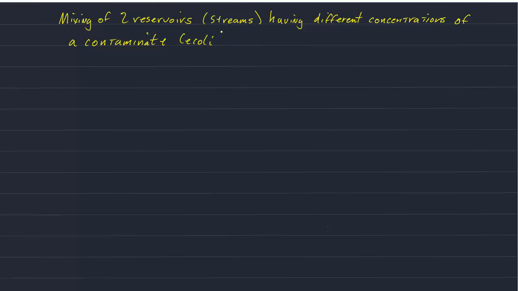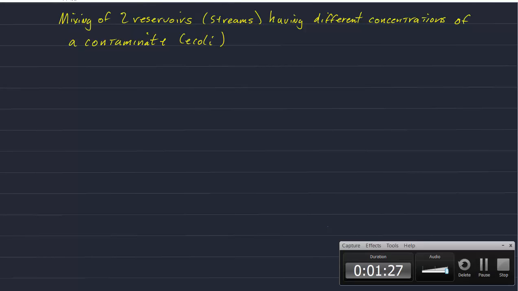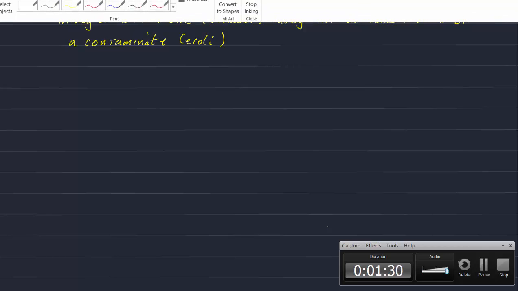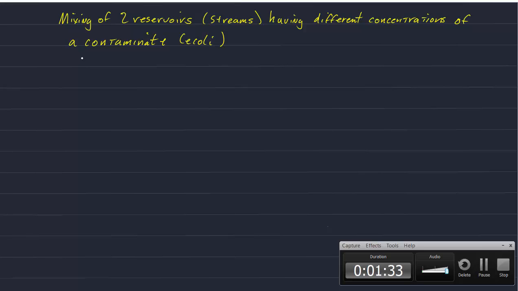Let's say it's a type of E. coli bacteria. And so the equation describing the mixing would be that the concentration of the mixture is equal to the concentration in the first reservoir times the volume fraction of the first reservoir, plus the concentration of the second reservoir times the volume fraction contributed in the second reservoir.